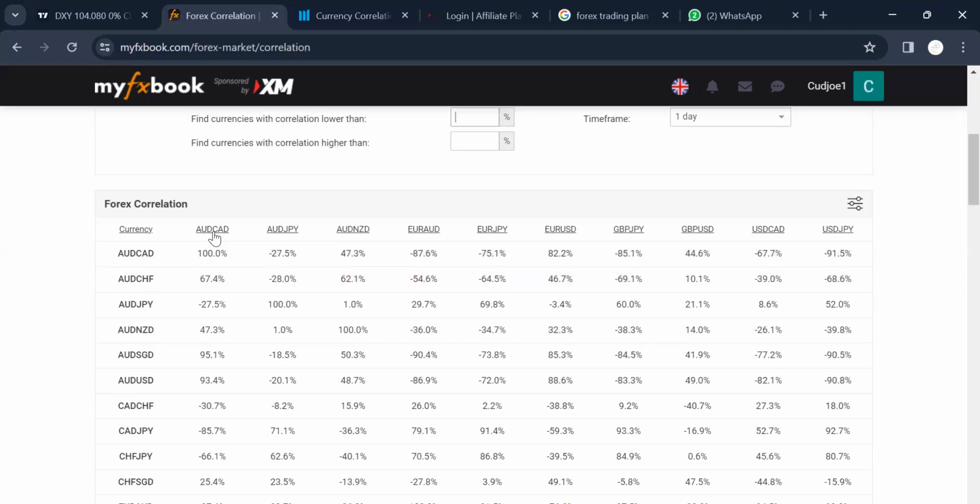I use the initials to make it simple. AC means what? Australian dollar against the Canadian dollar. And then you have the same thing here.